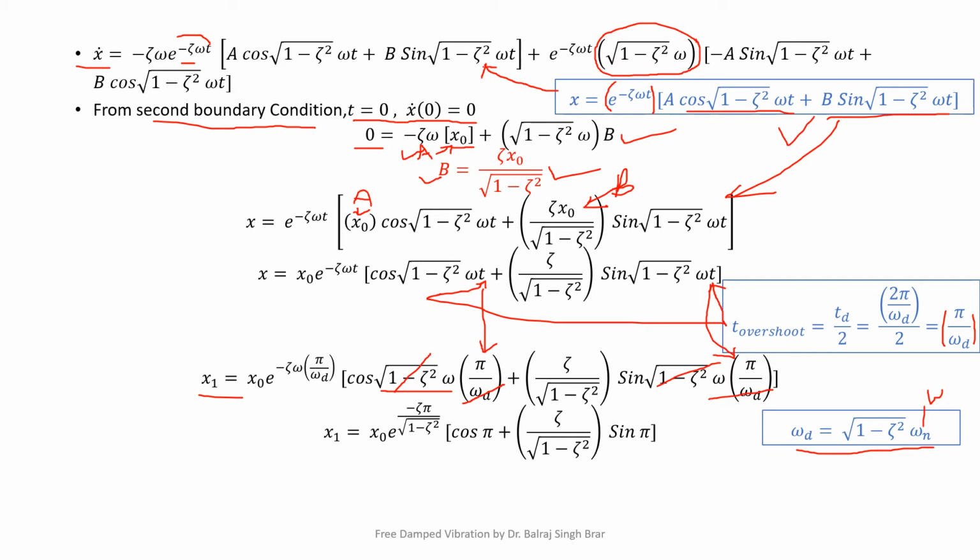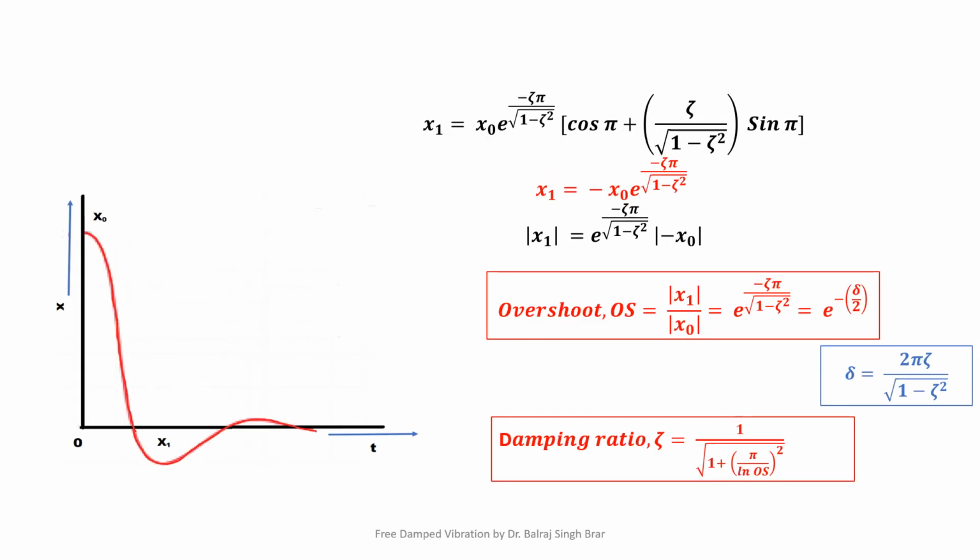and here we put the value of omega d, which is root of 1 minus zeta square omega, so omega will cancel out. On solution, overshoot x1 is x0 e raised to power minus zeta pi by root of 1 minus zeta square times cos of pi plus zeta upon root of 1 minus zeta square sin pi. Now cos pi is minus 1, sin pi is 0, so the solution becomes: x1, the overshoot, this amplitude, is given by x1 equals minus x0 e raised to power minus zeta pi upon root of 1 minus zeta square.